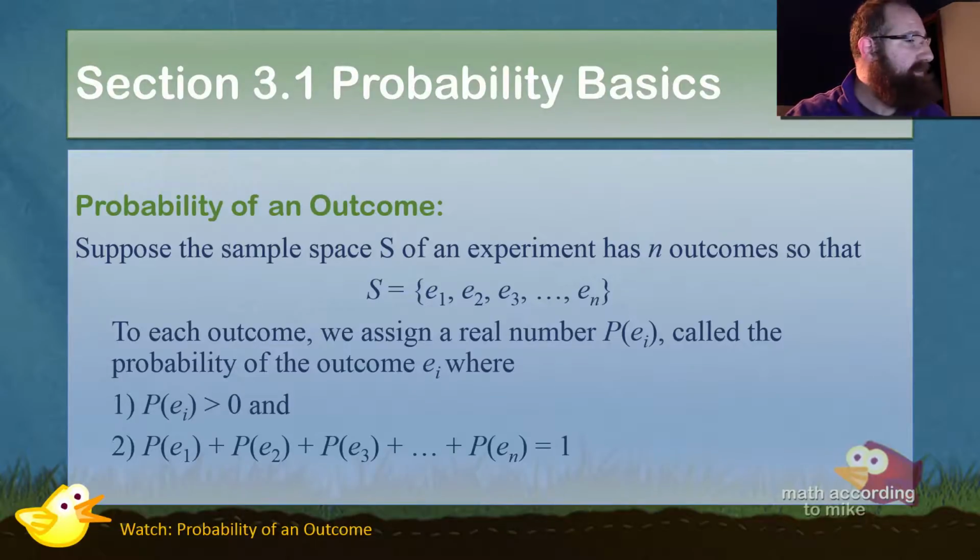Don't do it. Number 2, in English, says if you sum up all the probabilities in a sample space, you always get 1. That's going to be important later on. So when you sum up the probabilities of every outcome in a sample space, you always get 1. So with that said, keep that in the back of your mind.